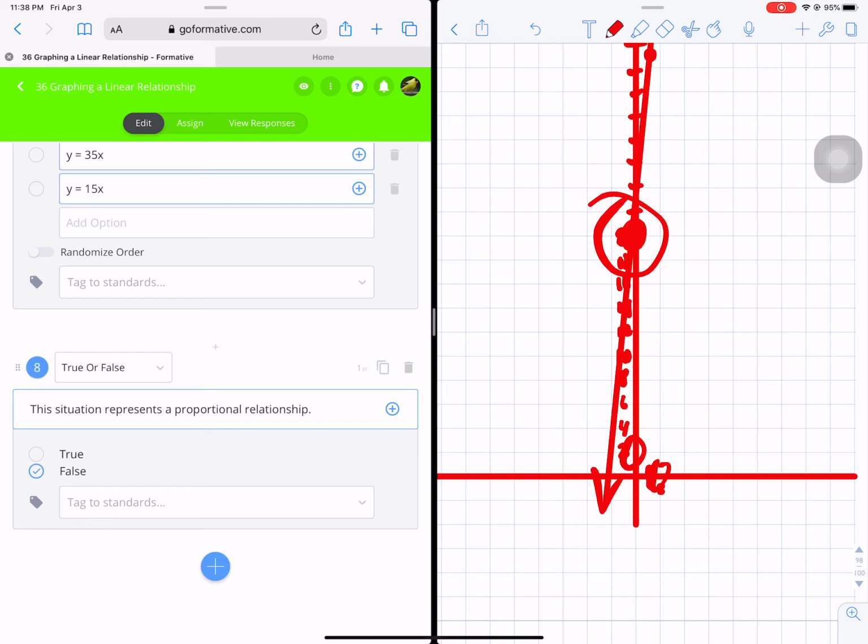You go to a gym membership and you're like, hey, how much is it to sign up? And they're like, hey, it's $80 to sign up, and then it's $40 a month. Not proportional, because of the $80 startup fee. If you went to a gym and they just said, hey, it's $50 a month, no startup fee. Proportional. So keep that in mind when you're doing these. Thanks.